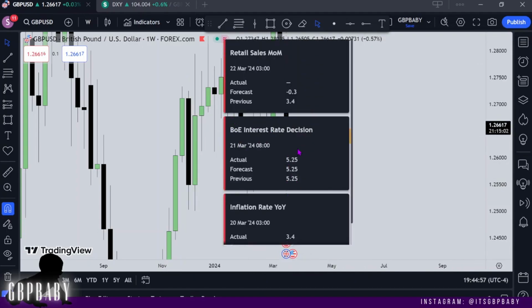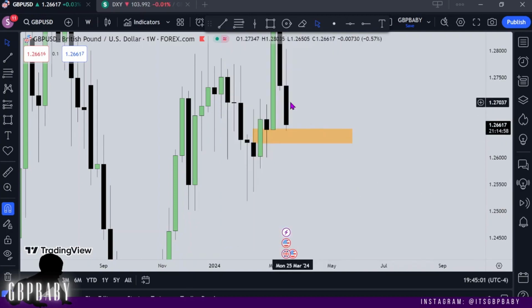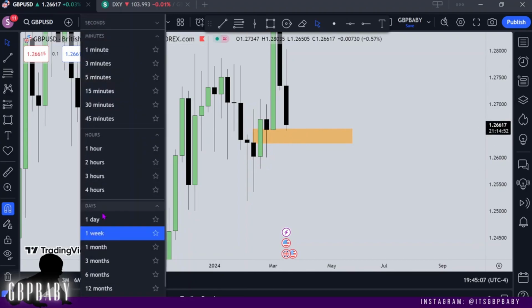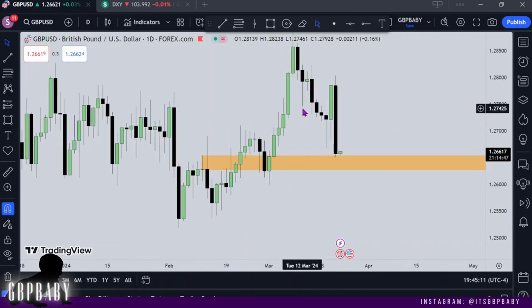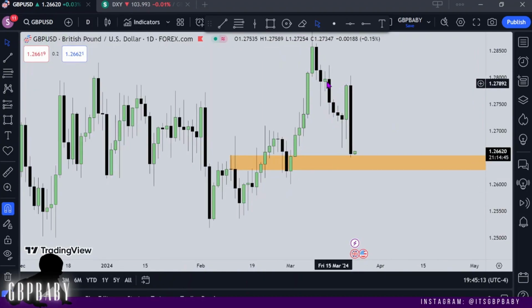We have the Bank of England interest rate decisions and inflation rate. So if we do bypass this fair value gap, then it obviously will start running for these lows here and here. But if we drop down to the daily, hopefully we can get some more clear targets marked out. So again, you can see the break. We came back up. Where did we trade into?